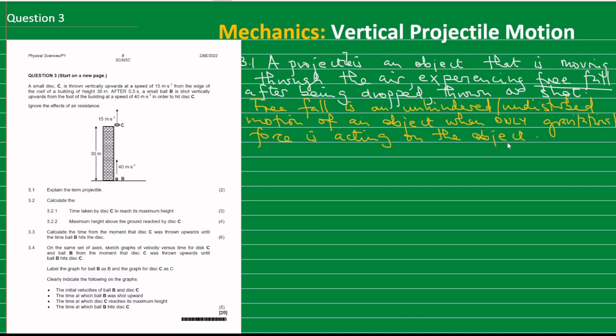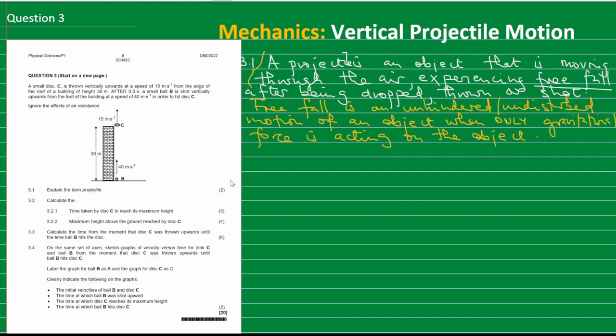Okay, so coming back to the definition of a projectile. So a projectile is simply an object that is in free fall. It means as it is moving, it is undisturbed. Okay, and the only force that is acting on it is gravitational force. So this is how you will present your answer to that part.